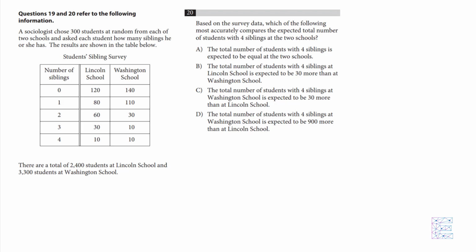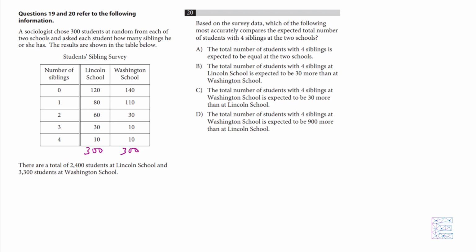A sociologist chose 300 students at random from each of 2 schools and asked each student how many siblings he or she has. The results are shown in the table below. So here's the table. Looks like we have 2 schools, Lincoln High School and Washington High School, and we know that the total of students surveyed for each of these was 300. It goes on to say there are a total of 2,400 students at Lincoln High School and 3,300 students at Washington High School. Now the question.